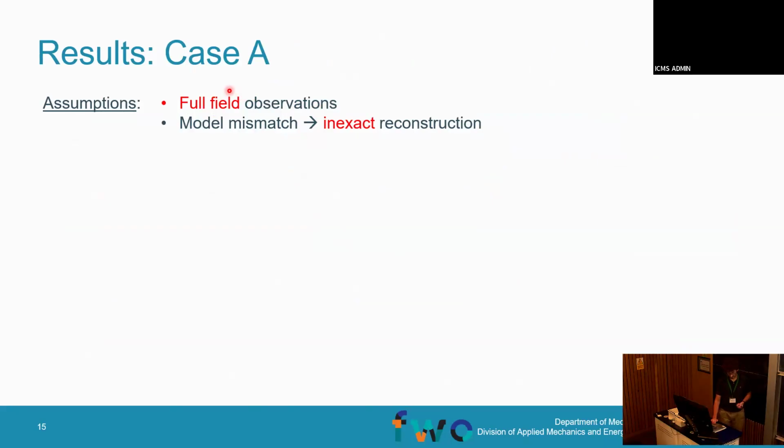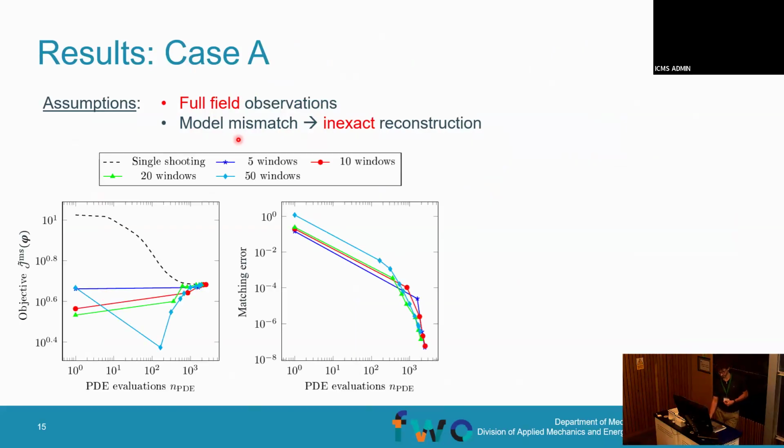Case A, as I said, we are considering full field observations of the flow, and there is model mismatch in the sense that we take the reference measurements from fine grid LES while we do the reconstruction on a coarser grid. So here we have the results. Left is the objective function, right is the matching error versus the number of PDE evaluations. The black dotted line is single shooting, so that's the baseline, so to speak. The colored lines are the multiple shooting runs, and each dot corresponds to one outer iteration of the augmented Lagrangian method.